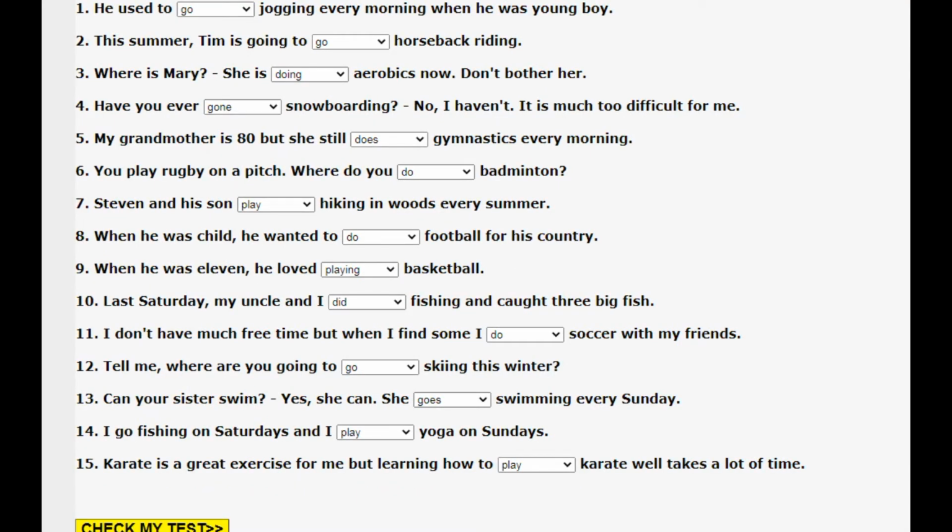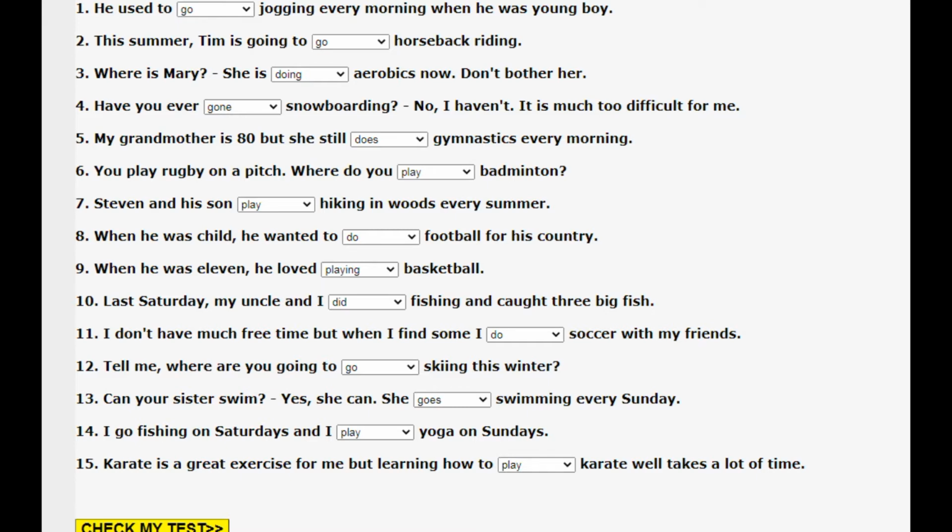So let's continue. In number 6, you play rugby on a pitch. Where do you do, play, or go? Which verb do you use with the word badminton? That means jogar petecas. It's similar to play tennis, right? So the verb used here for this game is play. You play the game. You play badminton, right?